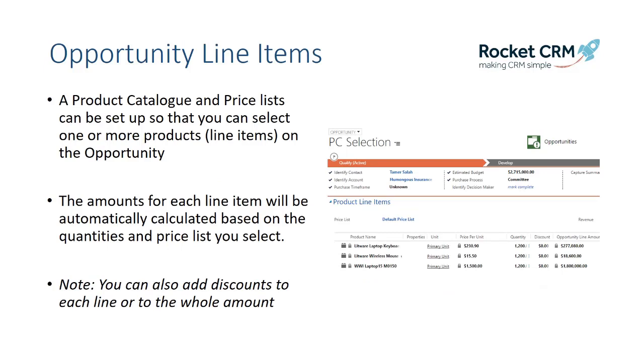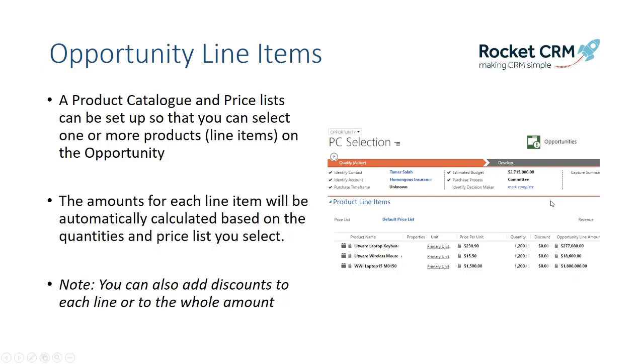And you've got something called opportunity line items. A product catalog and price lists can be set up so that you can select one or more products or line items on the opportunity. So, for example, here we've got an opportunity to sell some software and some hardware to a company, and we can see that this person wants to order the following line items. They want 1,200 keyboards, 1,200 mice, and 1,200 laptops. And here are our rounded up prices for that.